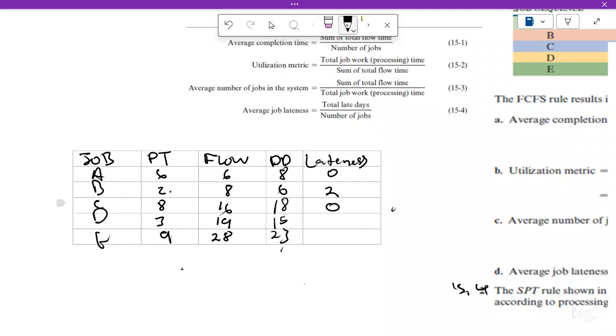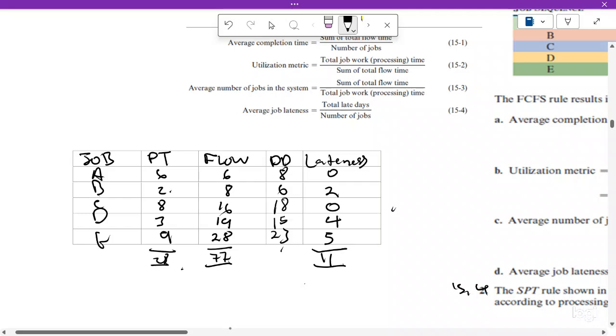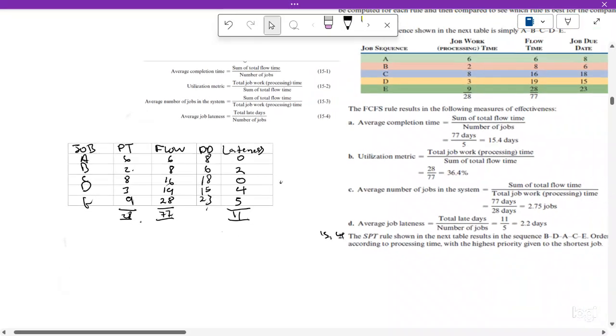So it's a 0. Then 15 minus 19, 4. Then 23 minus 28, okay, 5, right? Then the total lateness, 11. The total flow, the total production time, 28.